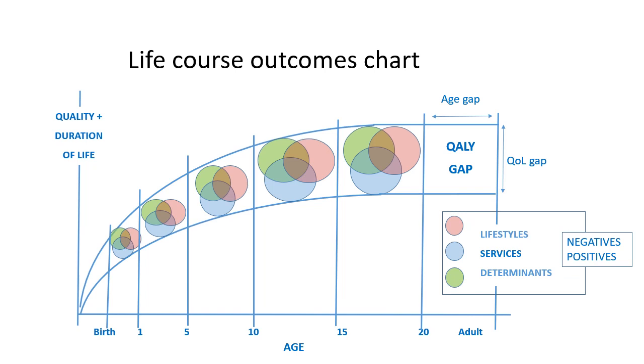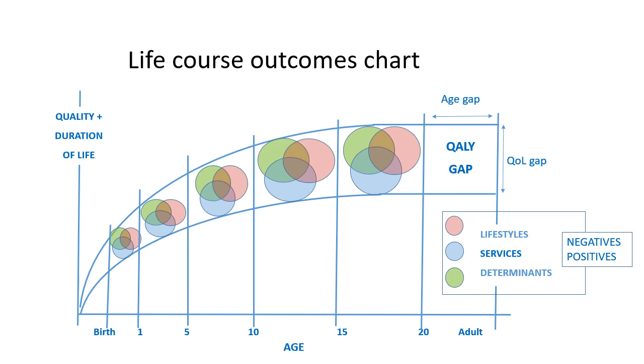This is another representation of the previous slide for paediatricians who like growth charts. On the vertical axis we have quality of life, and on the horizontal axis duration of life. The pink circles represent health determinants that individuals have control over. The pale green circle represents health determinants that operate at a more community level. And finally, the blue circle represents services spanning at least health, education and social care.